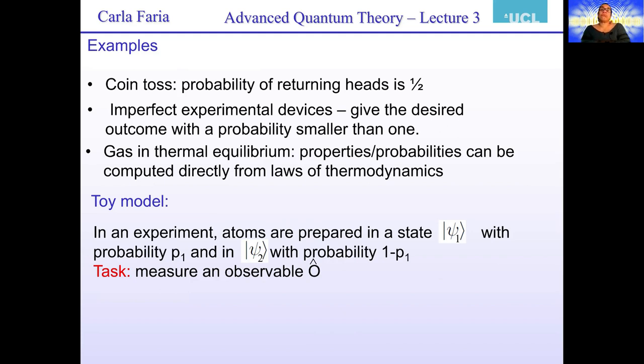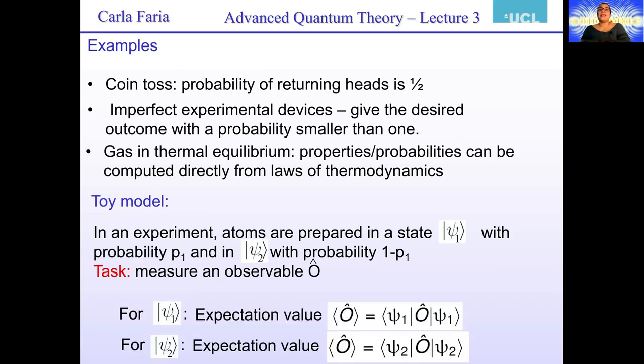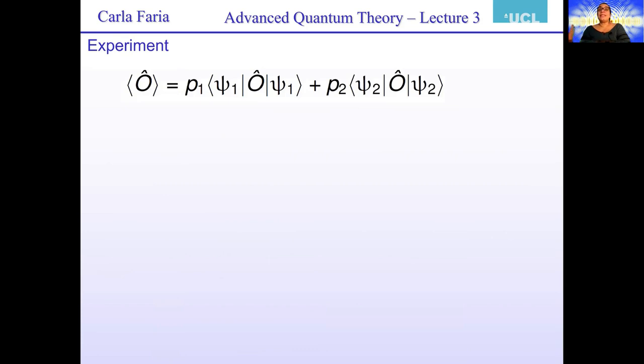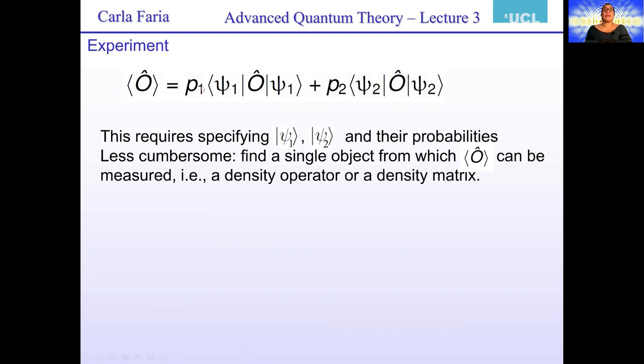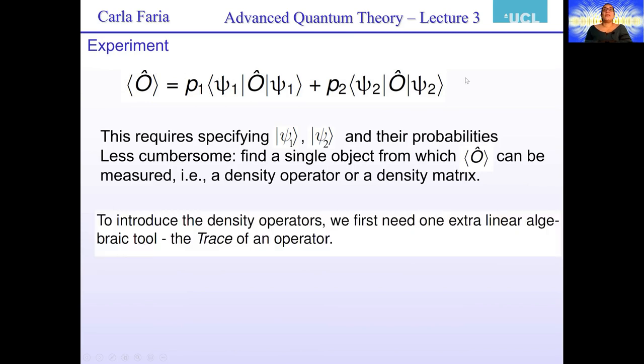Now, this is how it happens because of your apparatus or your devices, I don't know. And we're going to measure an observable O. If you consider the state psi1, the expectation value is going to be the quantum average of O with regard to psi1. And for psi2, the expectation value is going to be the quantum average of O with regard to psi2. But we know that this is not the end of the story, because in the experiment, you're going to have both. You're going to have this, and you're going to have this other one.